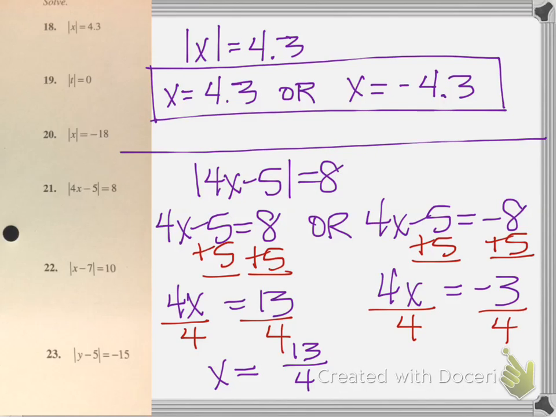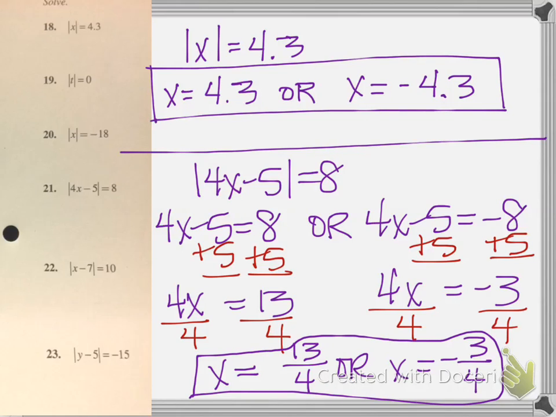So it looks like I have 13/4, or I have negative 3/4. And that's your two answers, 13/4 or negative 3/4. So it's not always going to be the positive and negative with the same number, and they're not always going to be opposites like they were on that first one that we did.